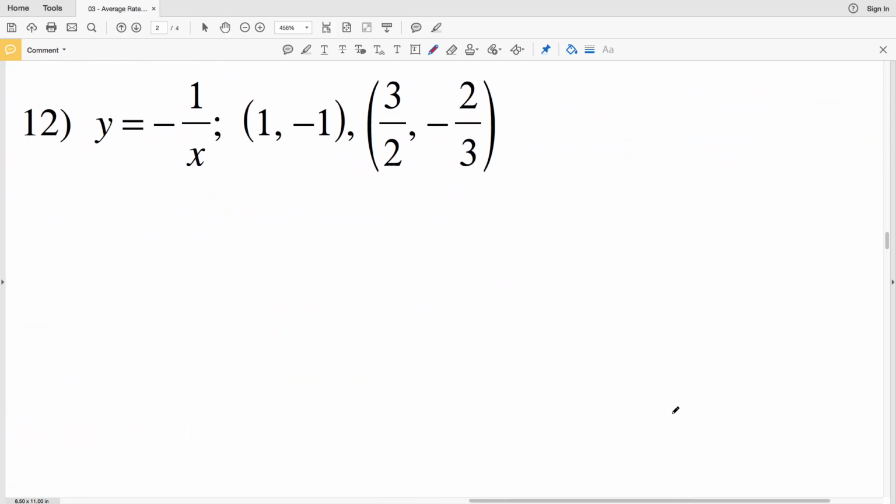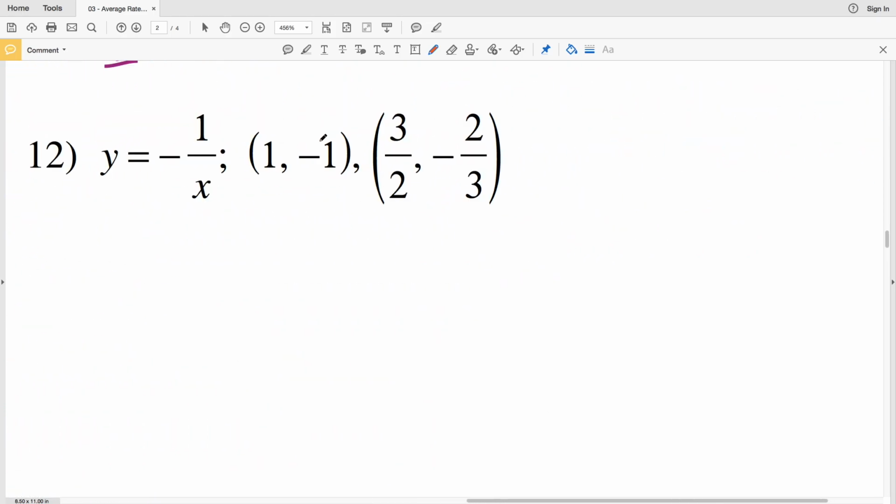And lastly, for this section, number 12. 1, negative 1 is a, f of a, and 3/2, negative 2/3 is x, f of x. And remember, a is the start of that interval, and x is the end of that interval. So I'm finding the secant line over that interval.